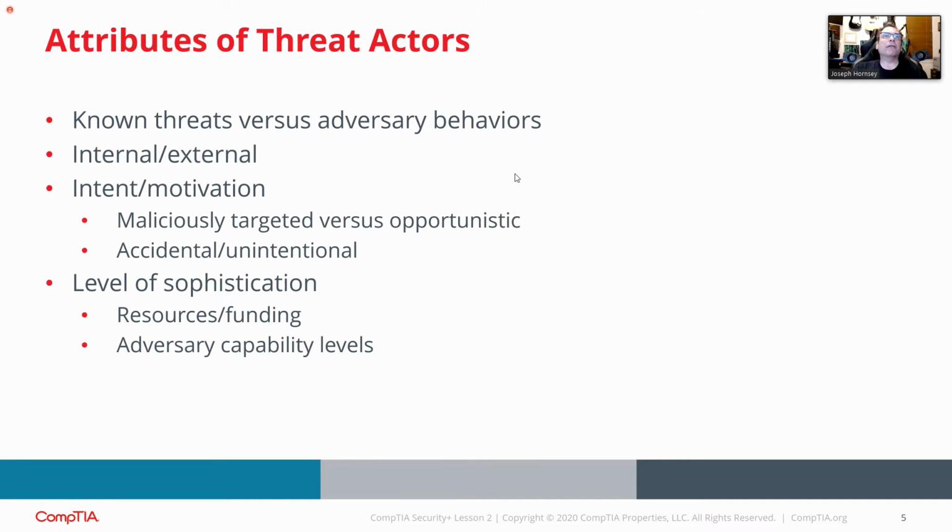When we start looking at threat actors, was somebody going to ask a question? Did I interrupt somebody? Okay, sorry, I want to make sure that I don't talk over anybody.